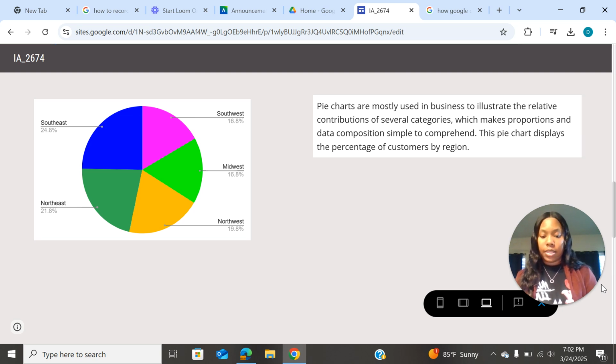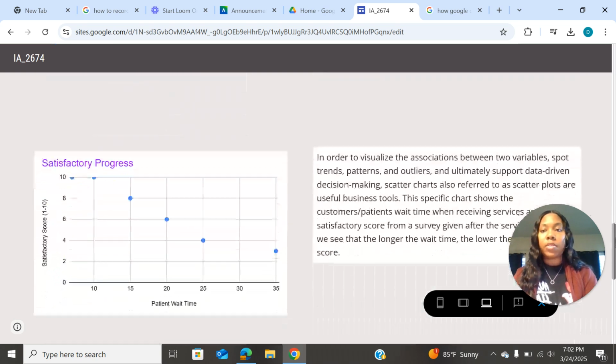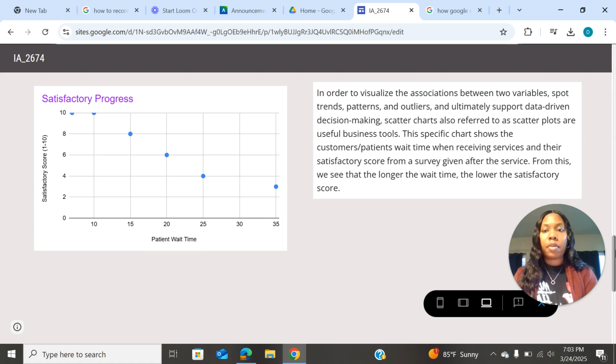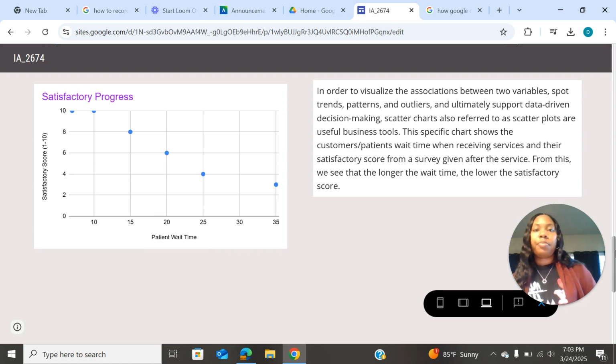All right, let's see. We can go ahead and move on to our next chart, which is going to be a scatter plot. With this one, we see that it is showing the satisfactory progress. In order to visualize the associations between two variables, spot trends, patterns, and outliers, and ultimately support data-driven decision-making, scatter charts, also referred to as scatter plots, are useful business tools.